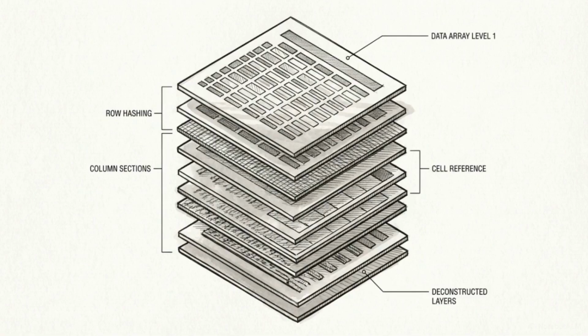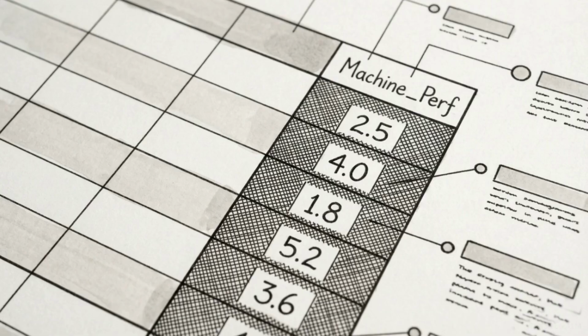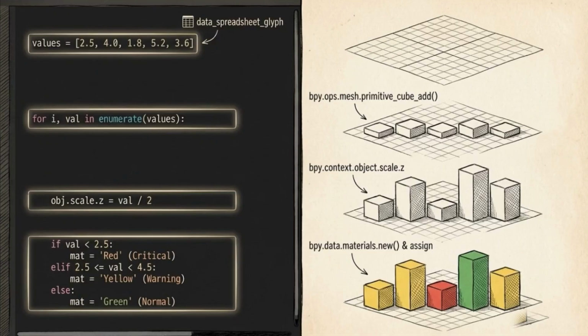We can apply this architecture to a practical baseline. Suppose an engineer has a simple spreadsheet containing a list of machine performance values from a factory floor. Here, a script reads an array behind an empty 3D workspace. A loop iterates through that data, spawning a cube for each value.